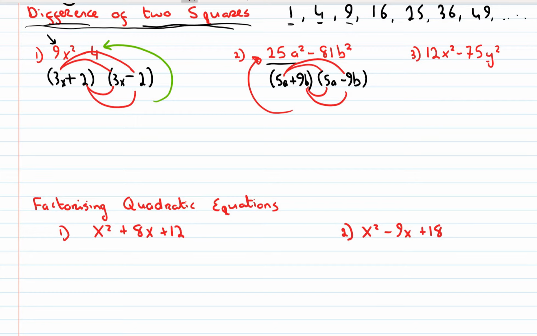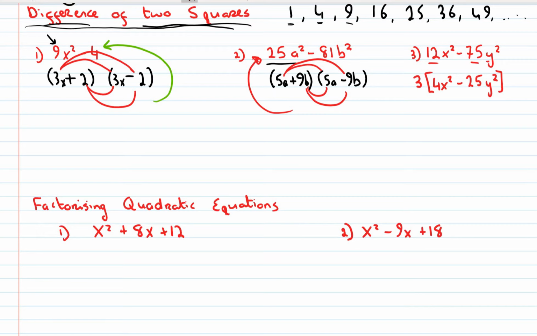All I'm going to factorise out is a number that goes into 12 and 75. And I know 3 goes into 12. And if I factorise out 3, well then 3 multiplied by 4x squared is 12x squared. Minus, and if I factorise out 3 from 75y squared, I get 25y squared. Okay, so I've done the factorise out bit.